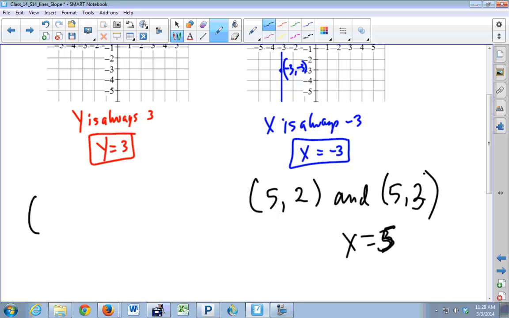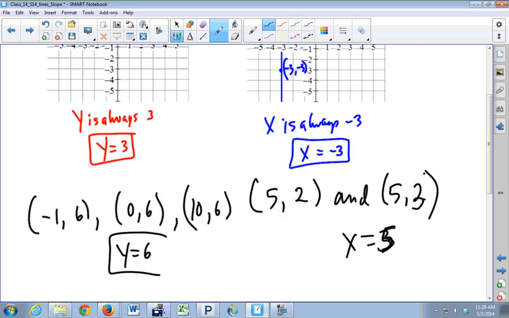Similarly with this, if I gave you this, I could say -1, 6. I could say 0, 6. I could say 10, 6. If I said, find the equation of a line that goes through those points, you say, oh, wait a minute, that's one of those peculiar ones. All my y's are 6, so this is a horizontal line, y equals 6.